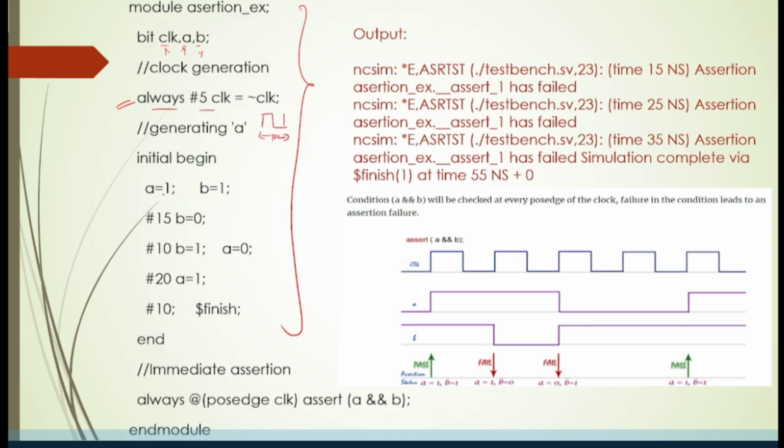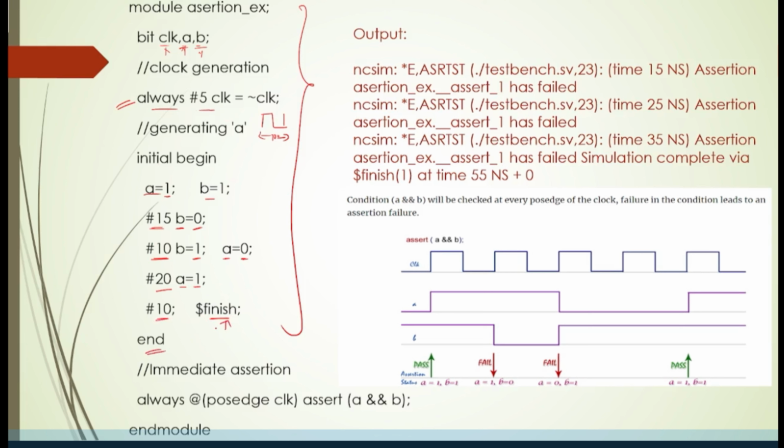Now in the initial begin, I am just passing the values to A and B. So A and B are 1 and 1, and then after 15 time units I have changed the value of B to 0. Since I didn't change the value of A, it will be 1 only. After 10 time units I have changed A to 0, and after 20 time units it is 1, and then after 10 time units I have completed passing all the values and ended.